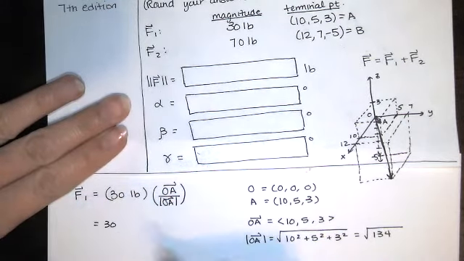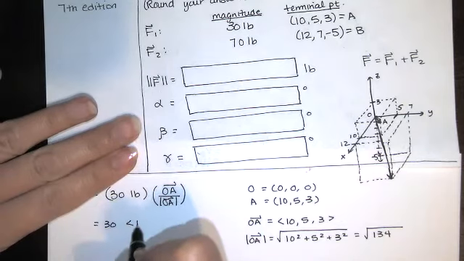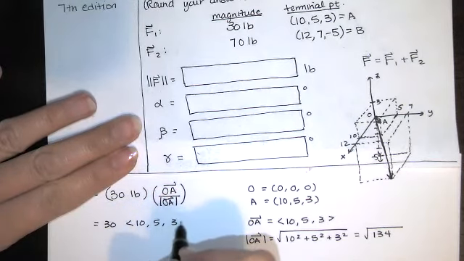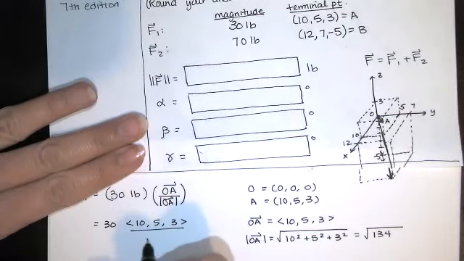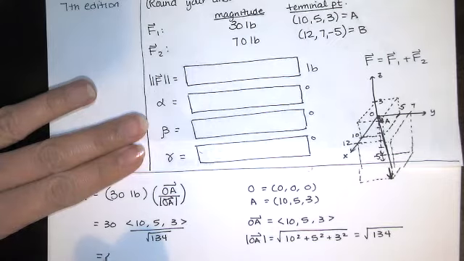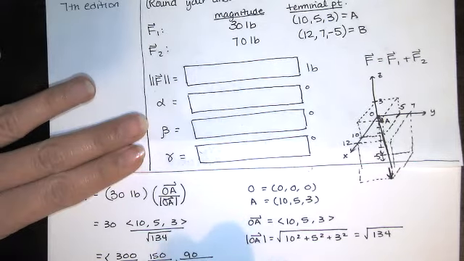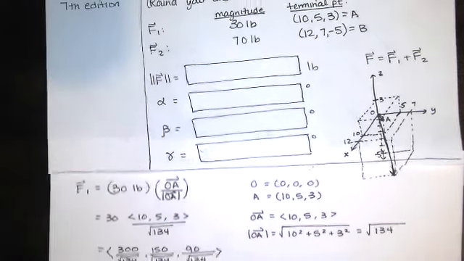So we're going to have 30 times this vector with components 10, 5, and 3, and we'll divide by the square root of 134. So we end up with 300 divided by the square root of 134, and then 150 divided by the square root of 134 is our y component, and 90 divided by the square root of 134 is our z component, and that's F1.